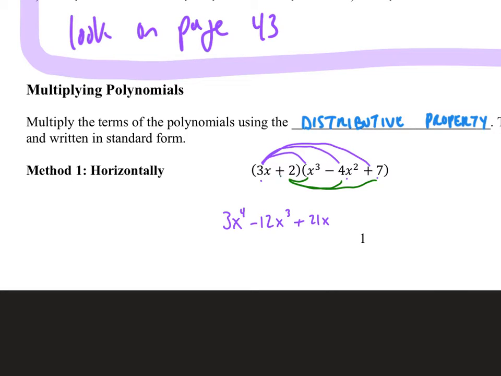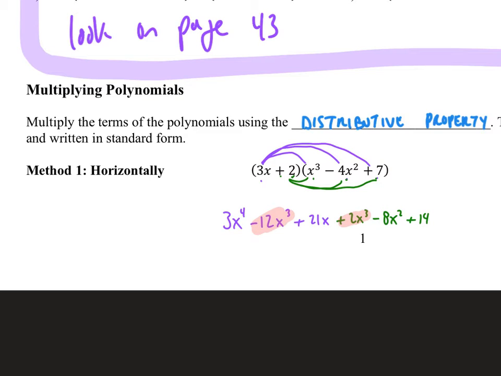And then positive 2 times x cubed would be positive 2x cubed. Positive 2 times negative 4x squared would be negative 8x squared. And positive 2 times positive 7 would be positive 14. And so here's our simplifying, putting things in standard form. So looks like I have some cubes I need to combine. Looks like that's it. Everything else is singles.